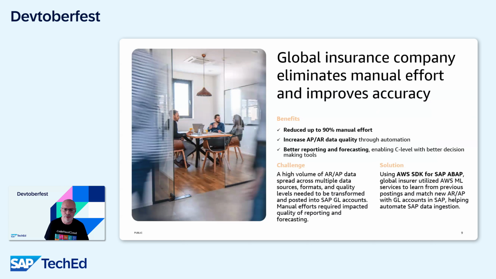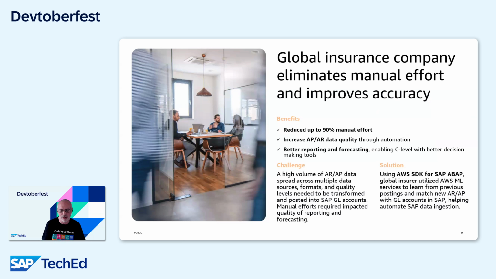They had a large volume of AR and AP data spread across multiple different sources, different formats and quality levels, coming across as interfaces into their SAP system. So they were able to take that data, process that using a machine learning service from AWS, cleanse the data, look for anomalies in the data, and then automate the processing and matching of that data into GL using the SDK. Key benefits they saw from this was it significantly reduced manual effort by up to 90%. They're able to increase the quality of data processed through the automation, and they're able to improve the reporting and forecasting they can provide to their C-suite to enable better decision-making in faster time.